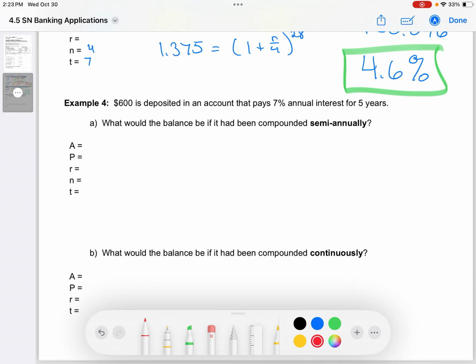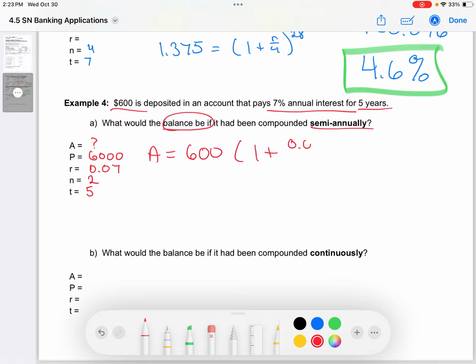For example 4, we have $6,000 deposited. That's our P. 7% annual interest. That's R, 0.07. 5 years is T. What would the balance be? That's A. Compounded semi-annually, that's 2. So A equals 600, 1 plus 0.07 over 2 to the power of 2 times 5.